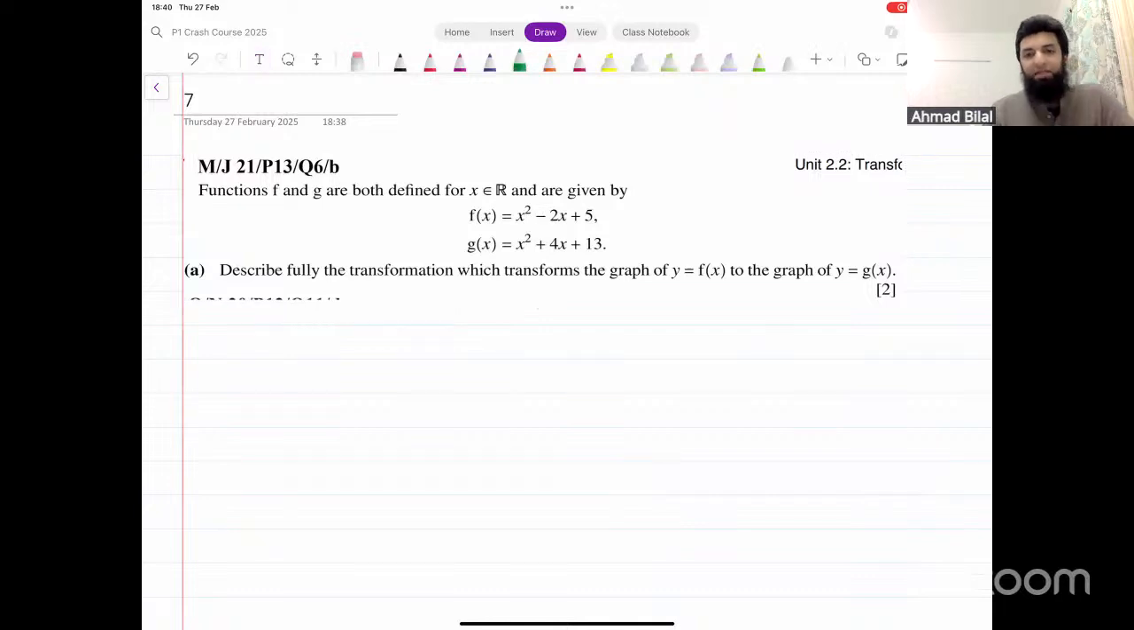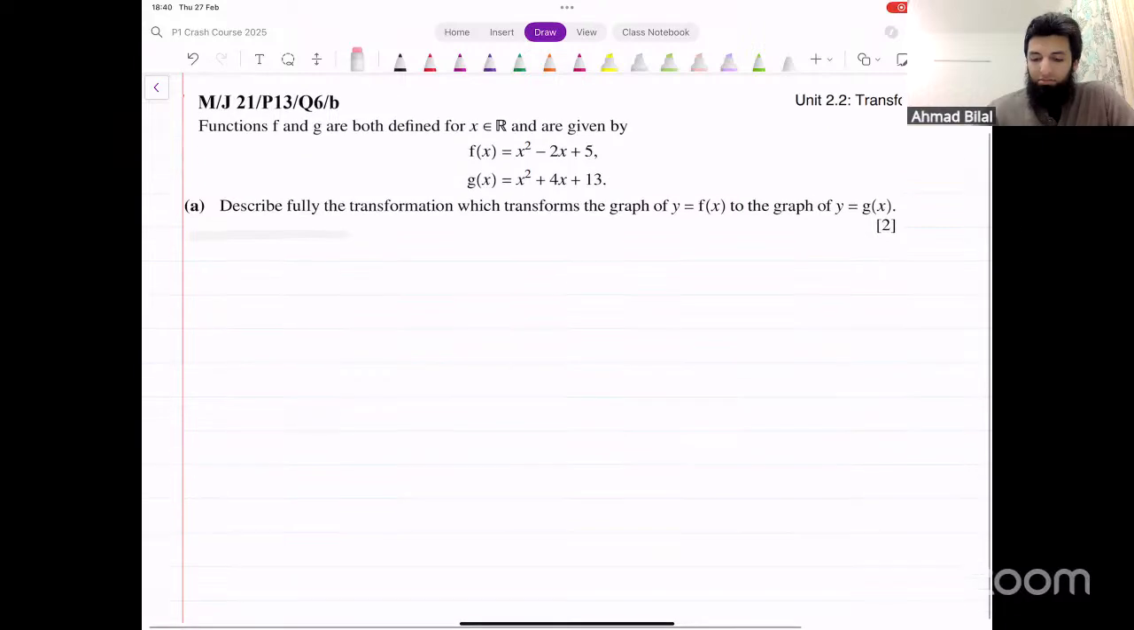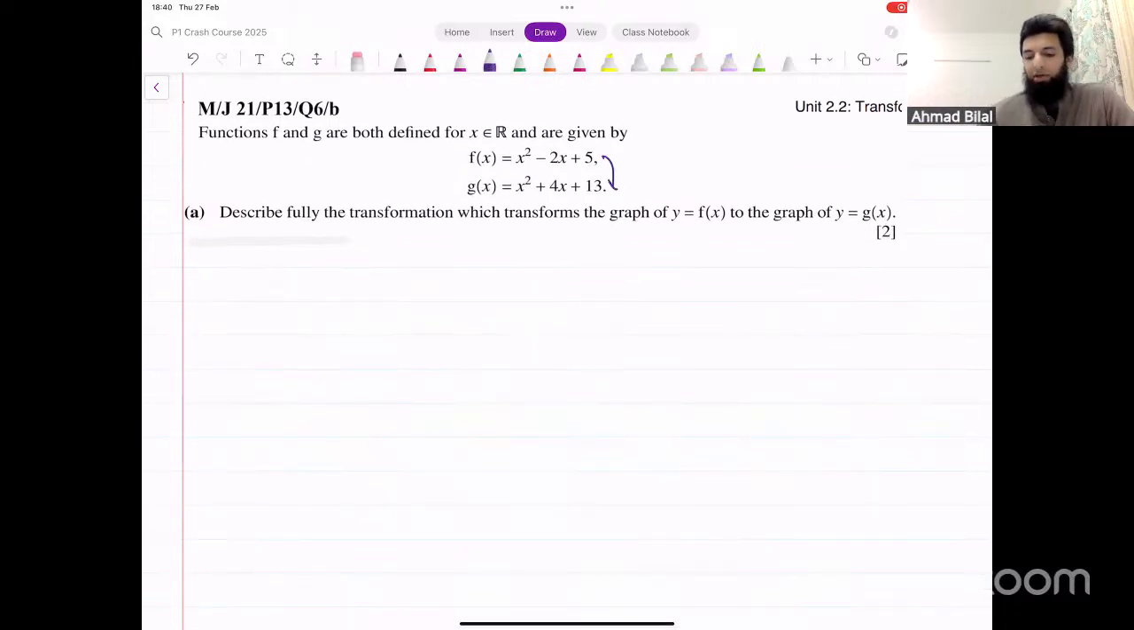Okay, it says functions f and g are both defined for all real values of x and are given by this and this. Describe fully the transformation that maps the graph of y equals f of x to the graph of y equals g of x. How do you go from this function to this function? Now, you see, just looking at these functions, it's not that easy to figure out, right? Minus 2x is changing to plus 4x, 5 is going to 13. It's hard to spot directly like this.